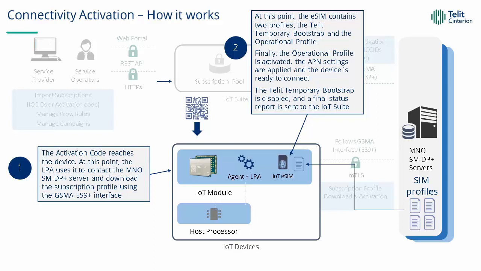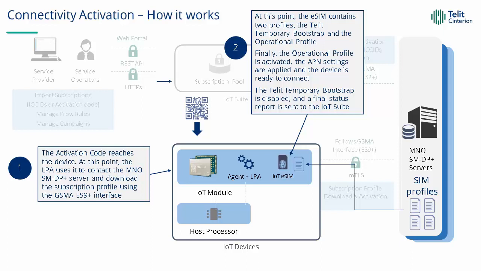And then with the bootstrap profile mentioned before, you get on the network, and then you can talk to the MNO backend SM-DP+ server, and all the SIM profiles are ready for you to grab. So with all the information needed, which has already passed from the IoT Suite platform to the device, now you are ready to grab the profile and get it working.